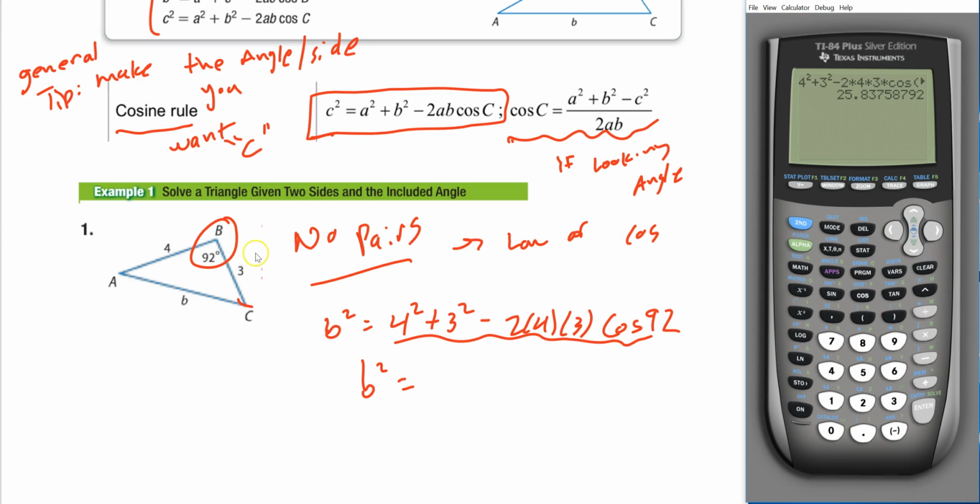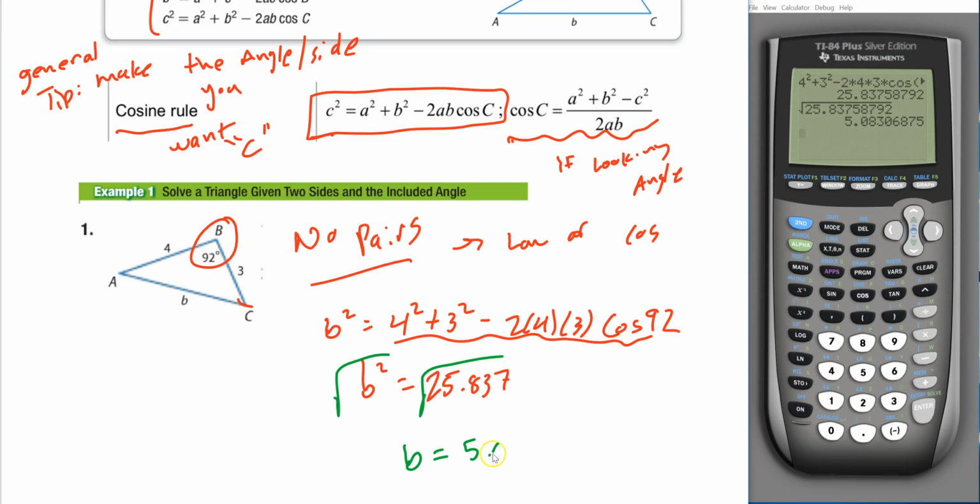I get 25.87837. Don't forget that it's b squared right there, so you gotta square root that to get the b by itself. And b equals a little bit more than 5 most likely, so let's do square root of the answer. I get 5.08. I'm gonna look to go nearest hundredth. So that's what b is.